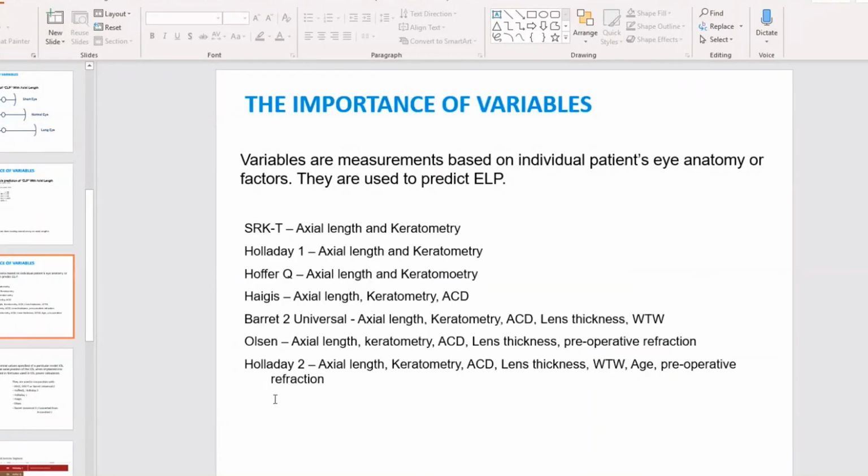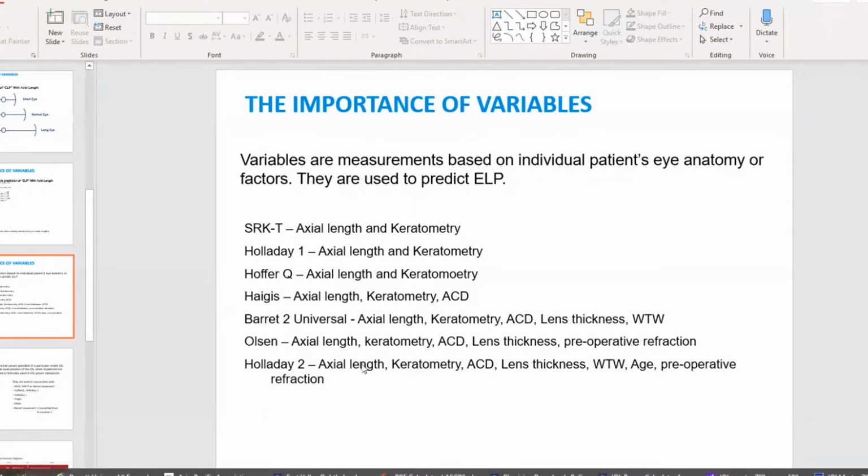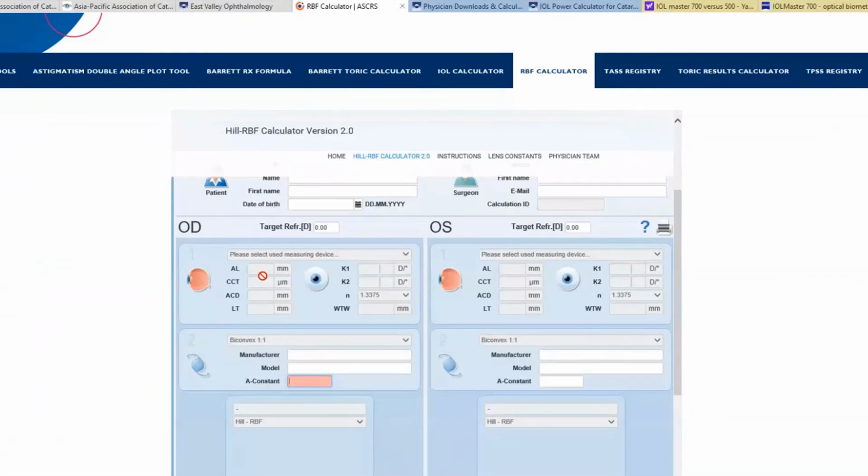Okay, so what does the RBF use in terms of the variables? I didn't list it here either, but it uses some measurements from the patient's eye as well. So this includes axial length, K readings, CCT, meaning central cornea thickness. It's the only formula that's now available that's using central cornea thickness. And anterior chamber depth, right? Lens thickness and white to white. So there's quite a few different variables that it's using.